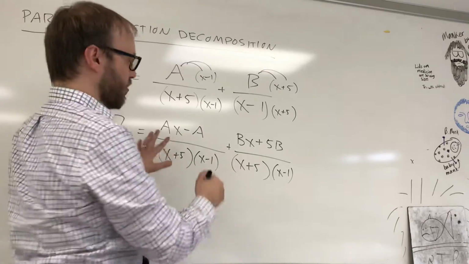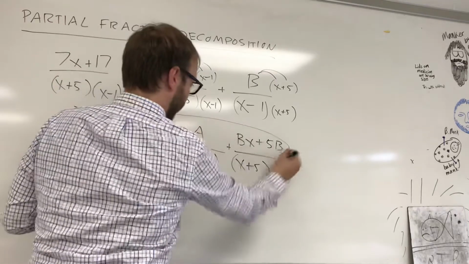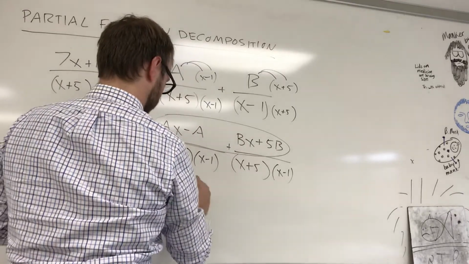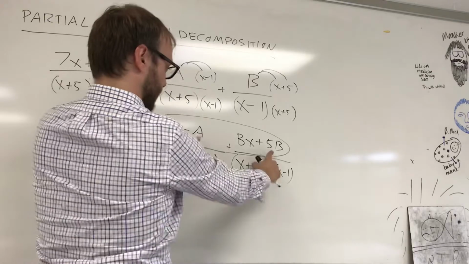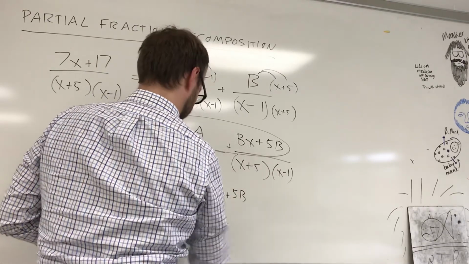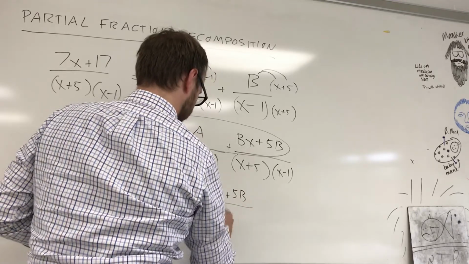And I'm going to group some things together here just to save a little bit of writing. I'm going to add all of these together. I'm going to put the two x's together, so ax plus bx. And I'm going to put the two values that don't have x's together, so minus a plus 5b, and then all over that same denominator. All right?